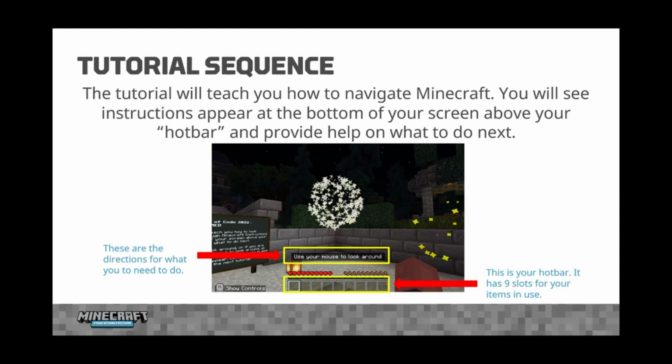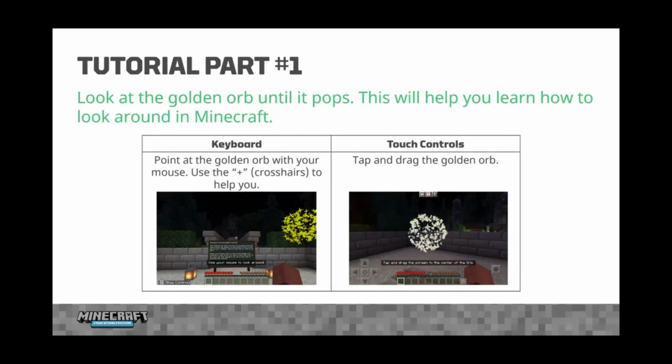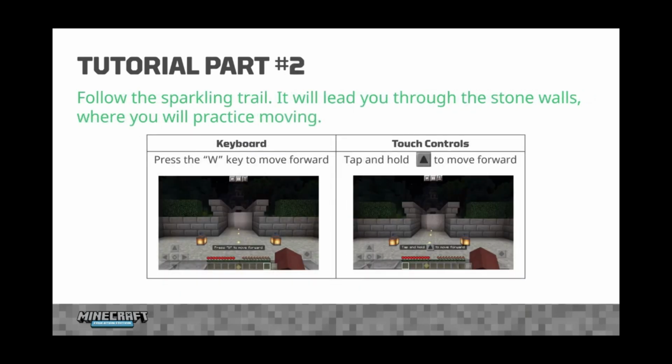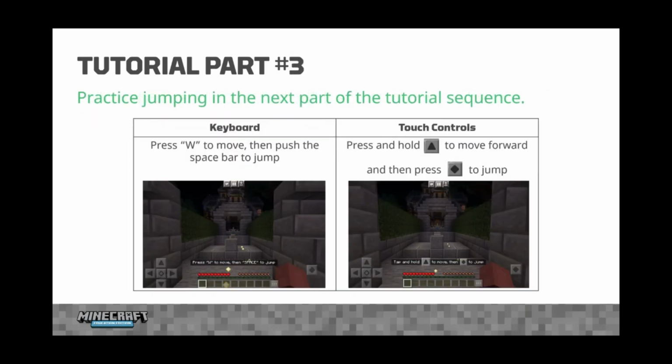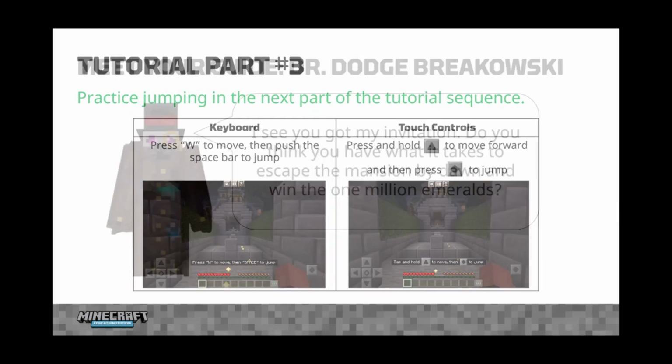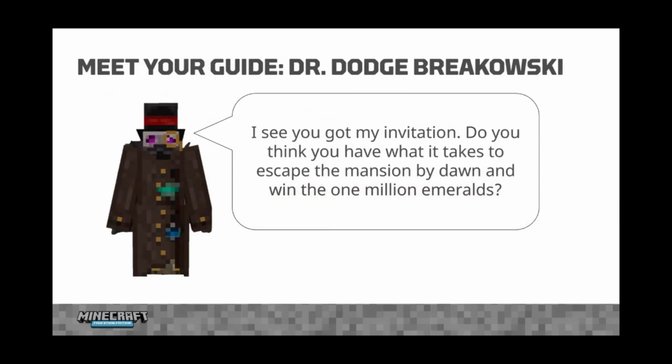So I can look around, and I want to look for the golden orbs. So I just move around with my mouse or with my touch screen, and I need to make sure that I look at all the golden orbs. And if I manage to do that, then I get a very simple little maze to walk through. So it's just teaching me the commands. So W to move forward on a keyboard, or you can tap and hold to move forward using touch. So we go through this little tutorial, we jump, and then we meet our guide who's going to help us with the Minecraft Hour of Code.